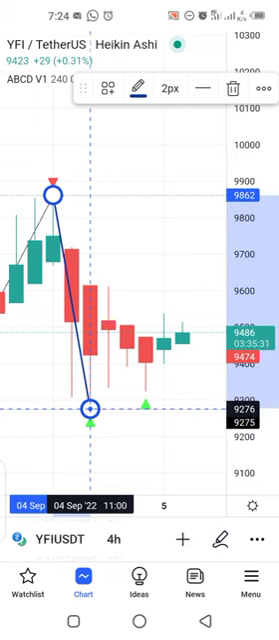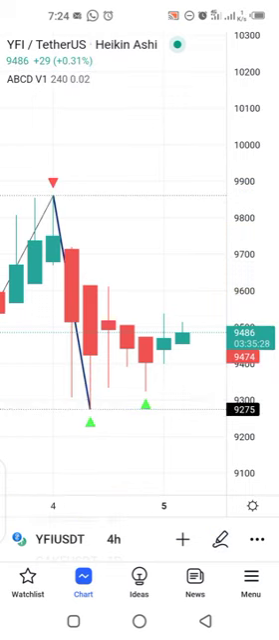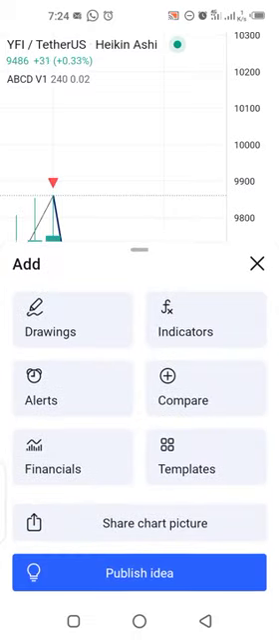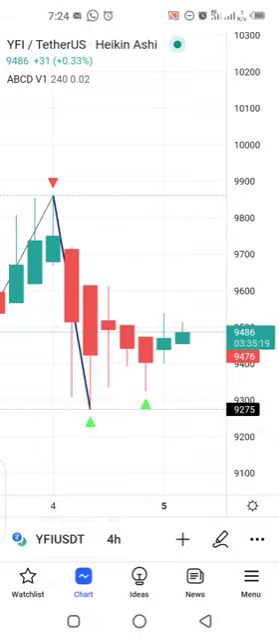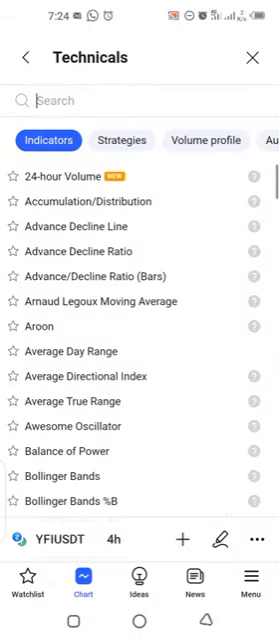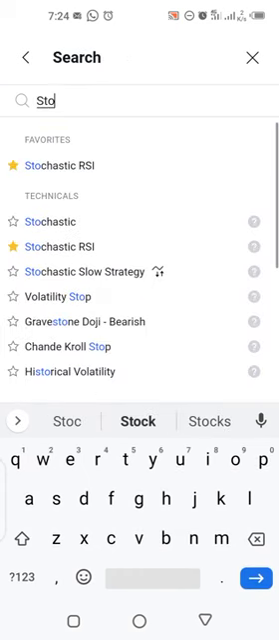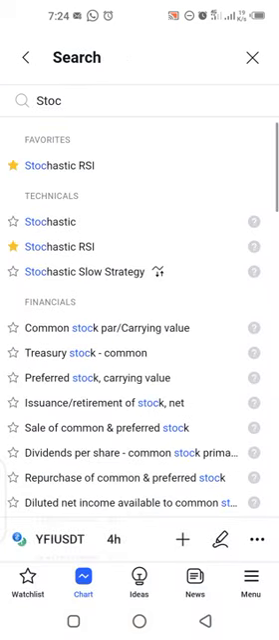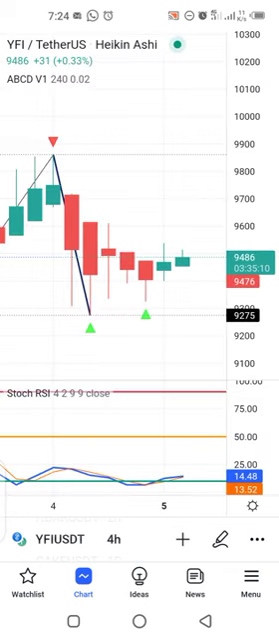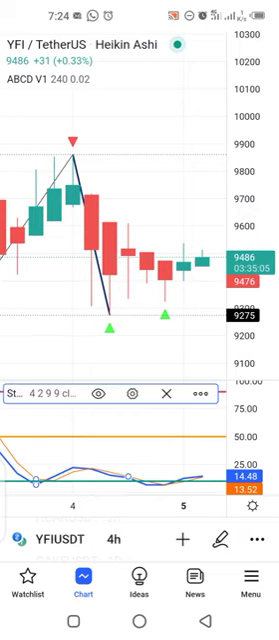Now, after we have drawn our trend line, we are going to go to our next lesson, which is to go through the settings of the indicators. So we go to FX indicators and type in the word stochastic RSI. There we go, and this is our stochastic RSI. Now we are going into its settings, so you tap on the name.